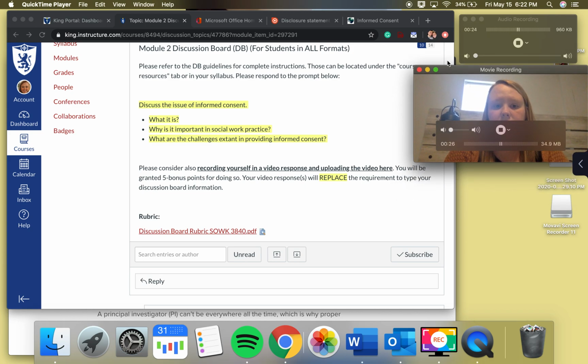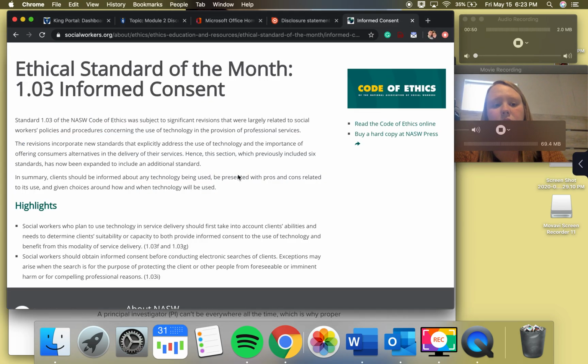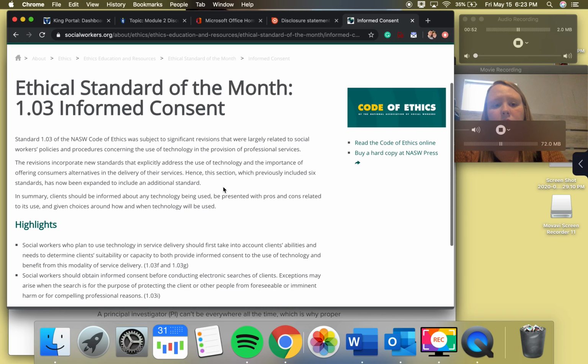So let's start off with what is informed consent. Informed consent is pretty much getting someone signing a piece of paper or verbally consenting to have treatment by you. They are aware of what you will be asking, the things that you will be discussing, certain things like that. The NASW has a really good standard on that. It's 1.03, which is about informed consent.